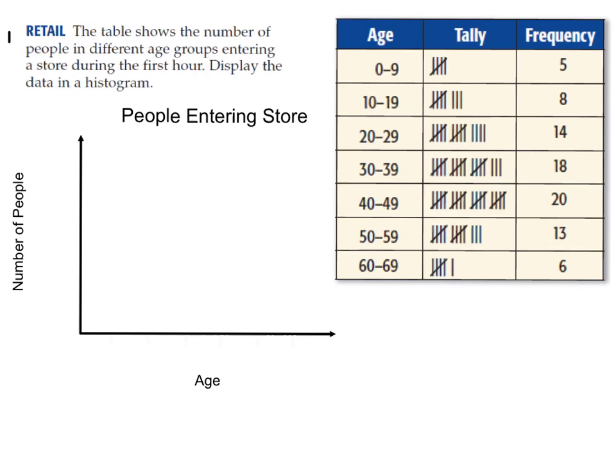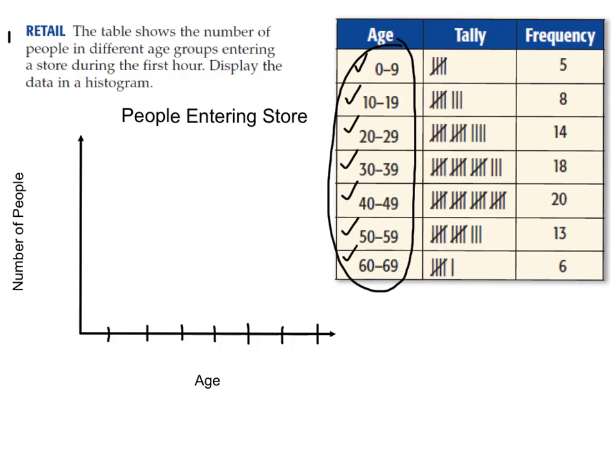All right, let's go ahead and make our histogram. It looks like we need to put our intervals on the bottom. So there's 1, 2, 3, 4, 5, 6, 7. So I'm going to need to have 7 bars on this x-axis. 1, 2, 3, 4, 5, 6, and 7. Now we go ahead and label those with the ages. So 0 to 9, 10 to 19, 20 to 29, 30 to 39, 40 to 49. So the intervals always go on the bottom.